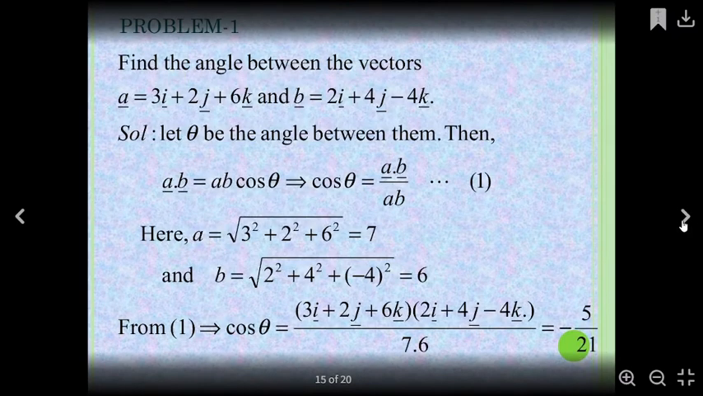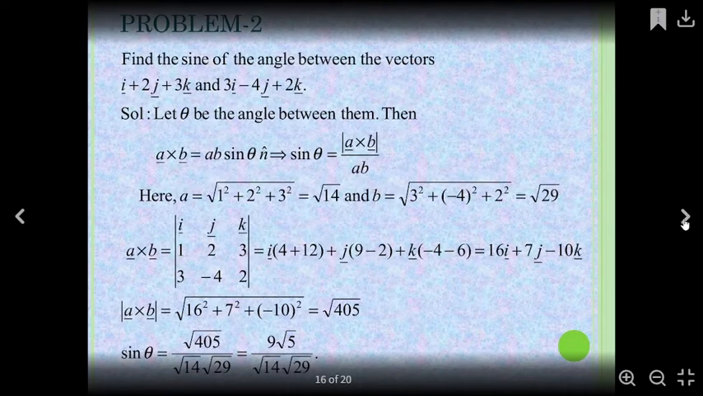These are the numericals related to vector analysis. There are two given vectors a and b. Find the angle between the vectors. Vector a is 3i plus 2j plus 6k and vector b is 2i plus 4j minus 4k. Let theta be the angle between them. Then a dot b is equal to ab cos theta, so cos theta is equal to a dot b upon a into b. First of all, we calculate the magnitudes of both vectors, magnitude of a and magnitude of b. Then putting the values in the formula, we get cos theta as minus 5 by 21.